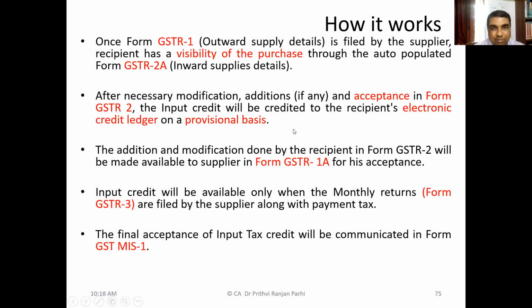Okay, so by matching all these things, one can utilize the GST credit. Once GSTR 1, that is the outward supply, is filed by the supplier, the recipient has visibility of his purchase. I think last session I had also shown you GSTR 2A. GSTR 2A will reflect all the purchases. Just 1 second, let me show you that also. Once GSTR 1 is filed by the supplier, the recipient can see these are the things I have purchased, or which input credit is available. So let me show you GSTR 2A right now.